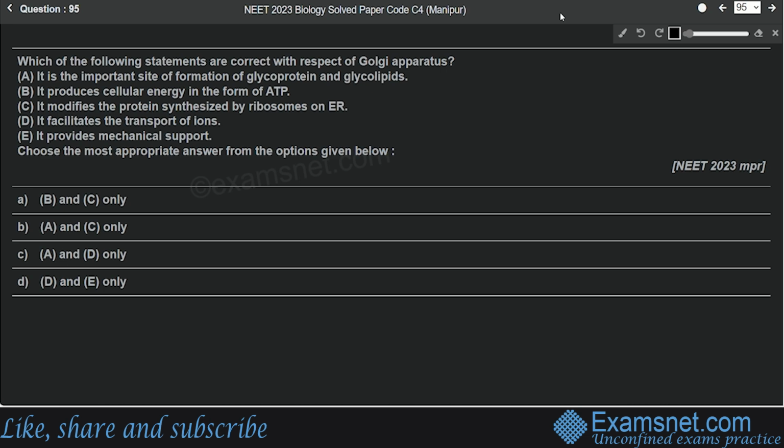Question number 95 is from the chapter Cell, the Unit of Life, and the question is, which of the following statements are correct with respect to Golgi apparatus? The first statement says that it is an important site of formation of glycoprotein and glycolipids. Yes, this is a correct statement. The second statement says it produces cellular energy in the form of ATP. This is incorrect. We know that mitochondria is responsible for the production of cellular energy in the form of ATP, not Golgi apparatus. The third statement says it modifies the protein synthesized by ribosomes on endoplasmic reticulum.